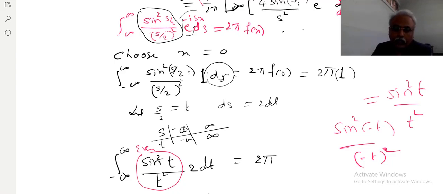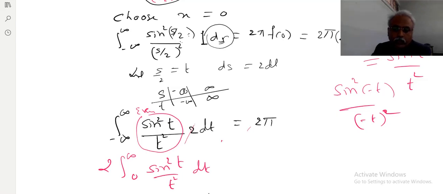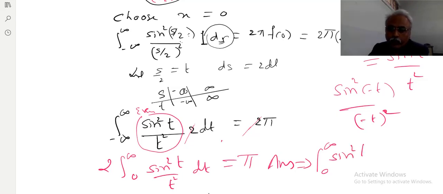So the next case, and that ends this evaluation process, is 2 times 0 to infinity sine square t by t square dt equal to pi, because this 2 is getting cancelled. Final answer: 0 to infinity sine square t by t square dt is pi by 2, because this 2 is transferred to this side. Now instead of t you can write any variable, z or x. We want the answer in terms of x.